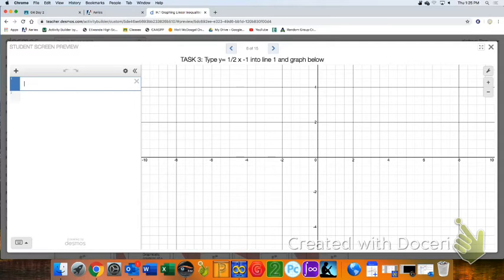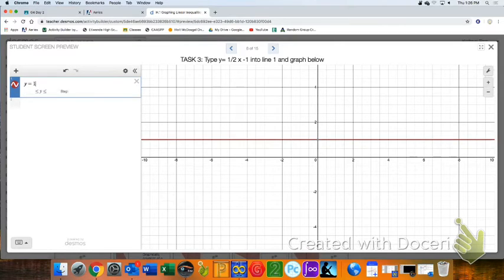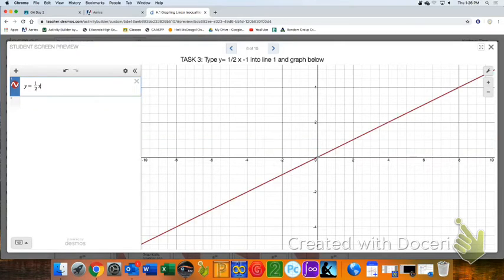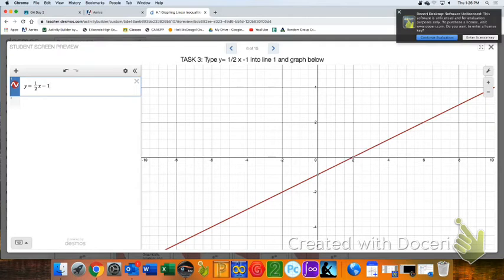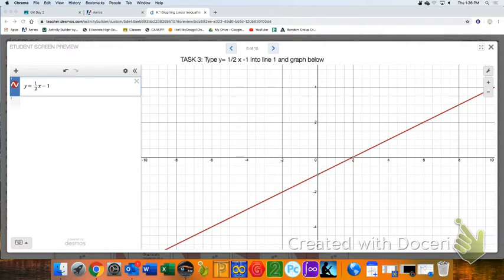And task 3 says to type. See how it says exactly what you're supposed to type right here at the top? Type y equals 1/2 x minus 1. Did everybody get that? That's number 6, or slide 6, I should say. Task number 3. Yeah? Okay. What does the next one tell me to do?